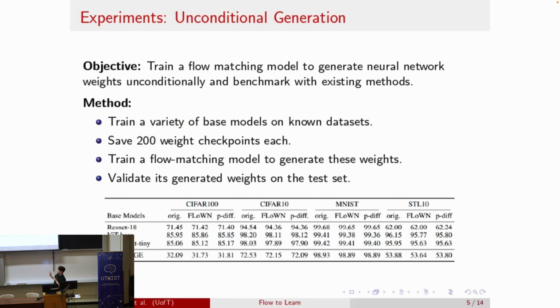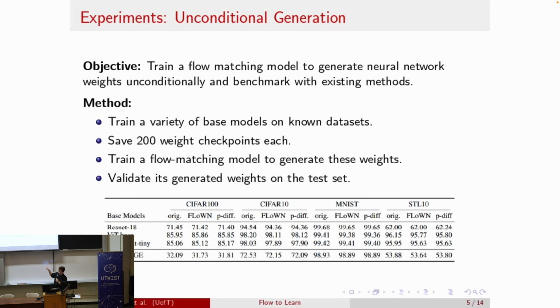This first experiment is, I guess, the most basic thing that one can do with weight generation, which is that you train a variety of base models on known data sets. In this case, we have these four. You can save a bunch of weight checkpoints, and then you train a flow model to generate these weights. So in total, you would have 4 flow models at the end of it, and then you just validate these generated weights on the test set.